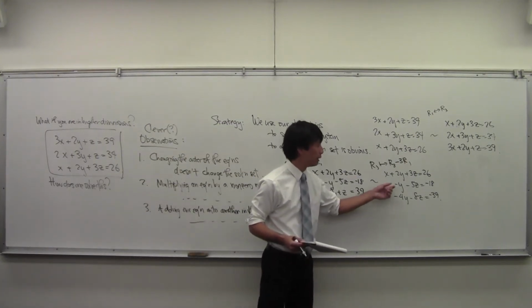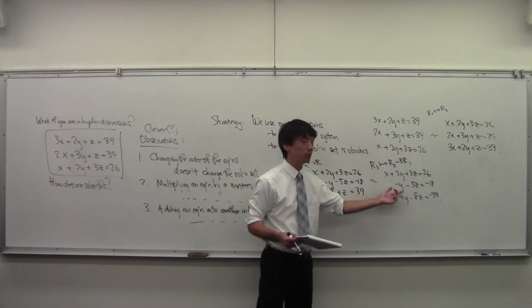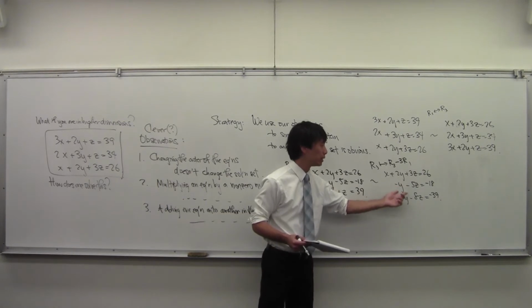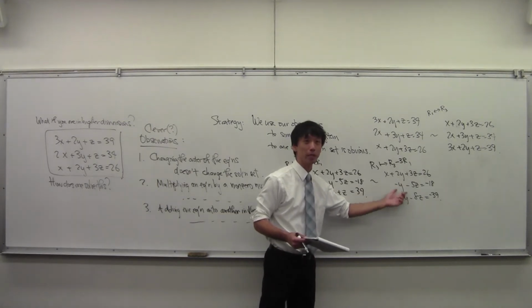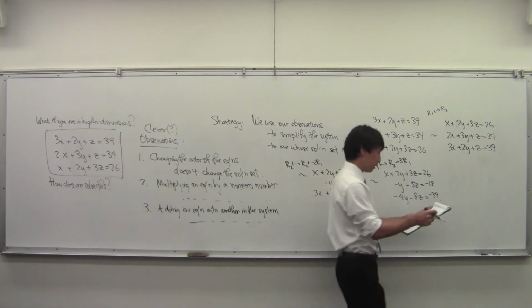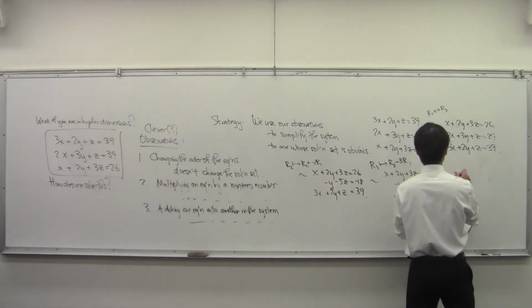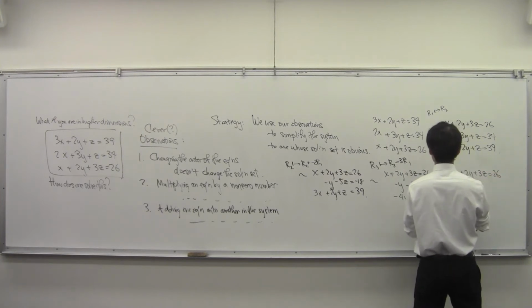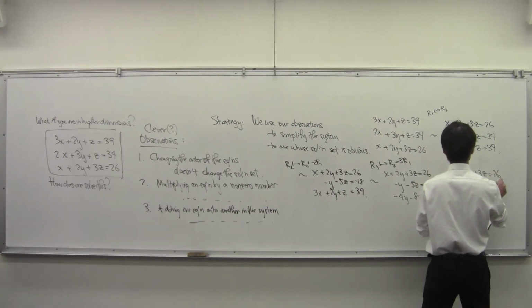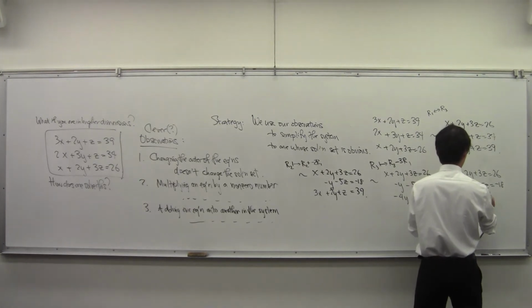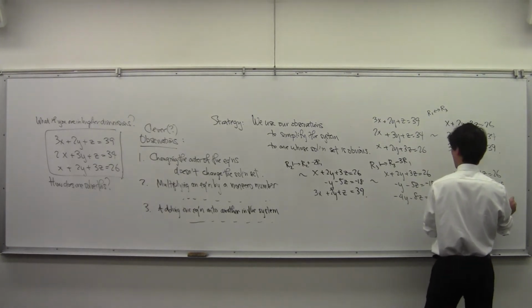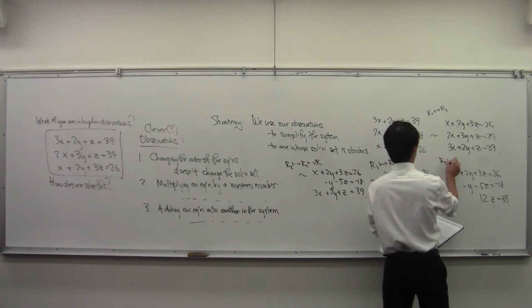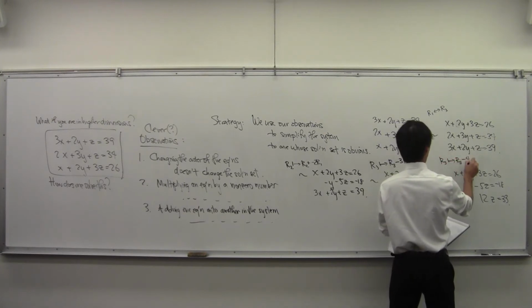So the system is getting simpler. Now I'm going to use this y here to get rid of the negative 4y here. So I get x plus 2y plus 3z equals 26, negative y minus 5z equals -18, and I end up with 12z is equal to 33. So row 3 turns into row 3 minus 4 copies of row 2.